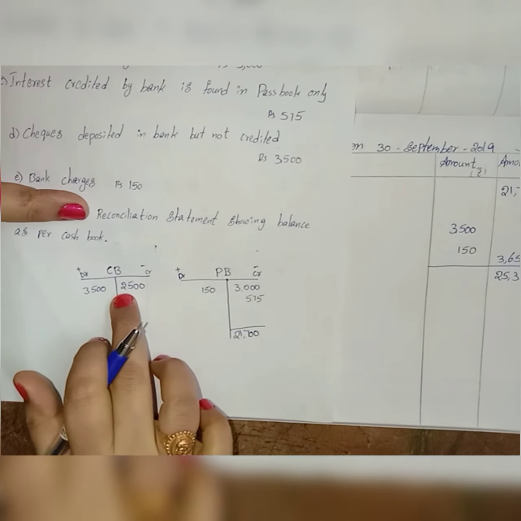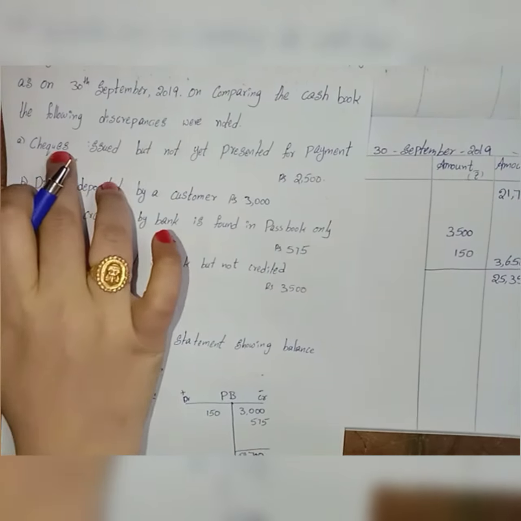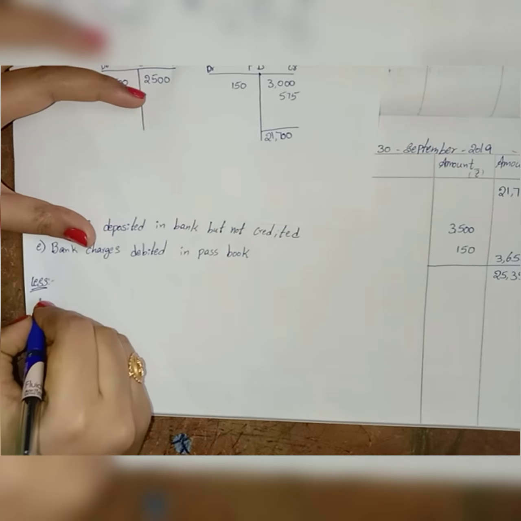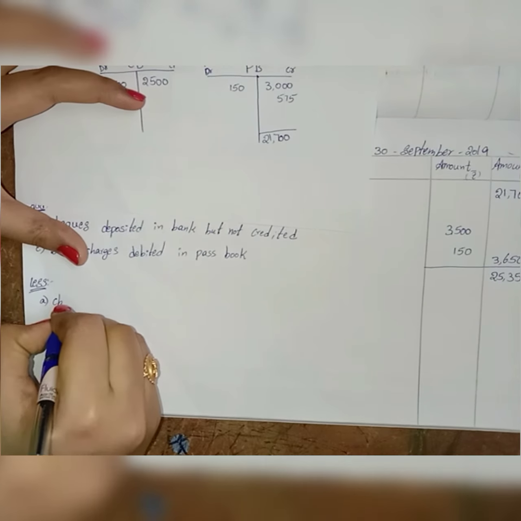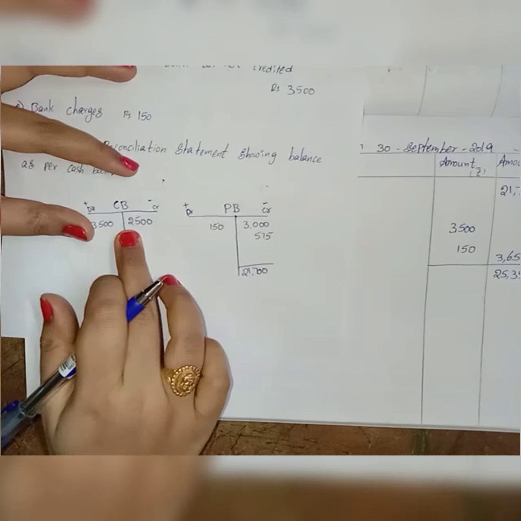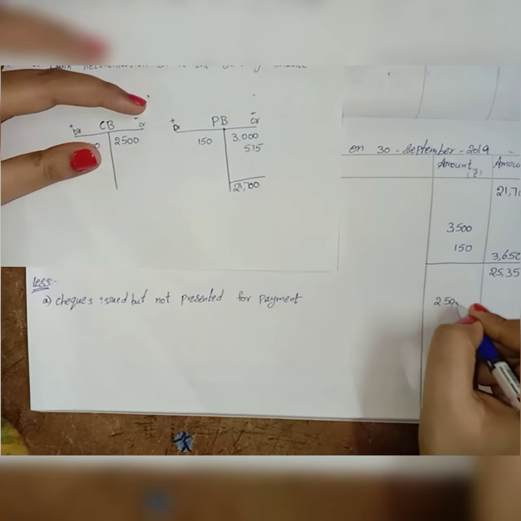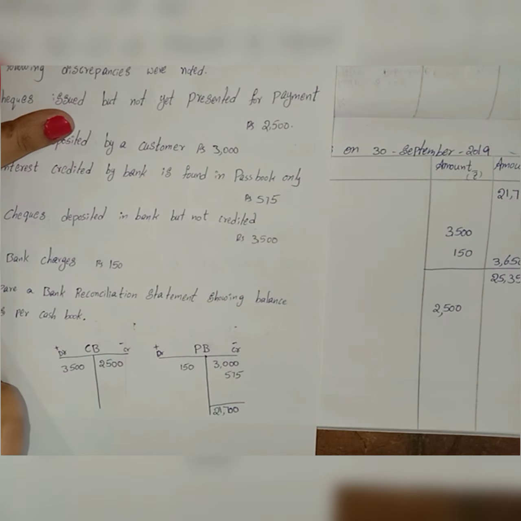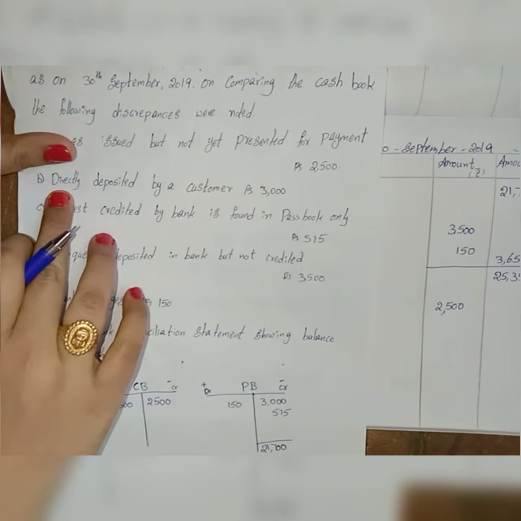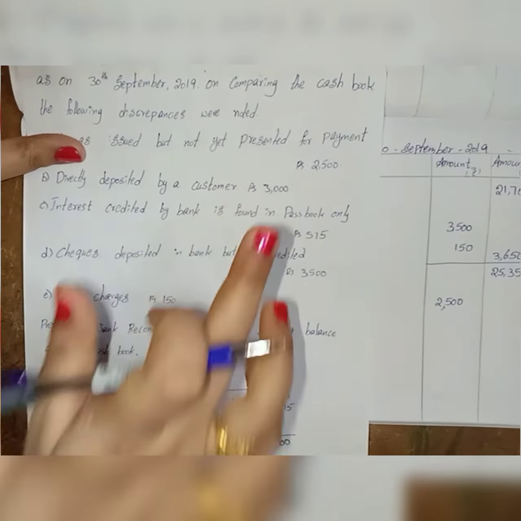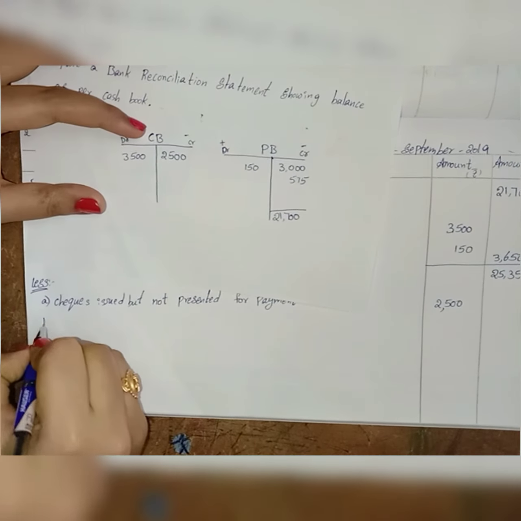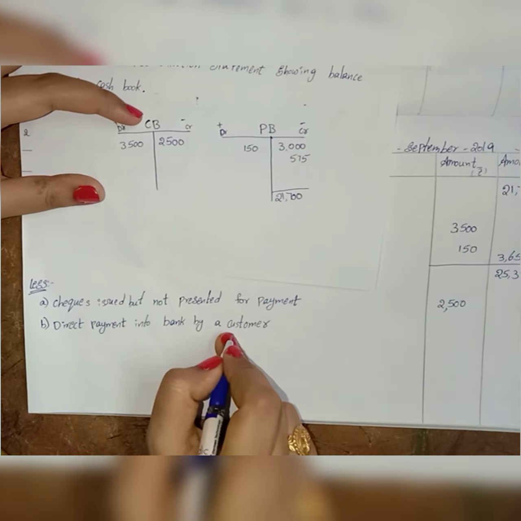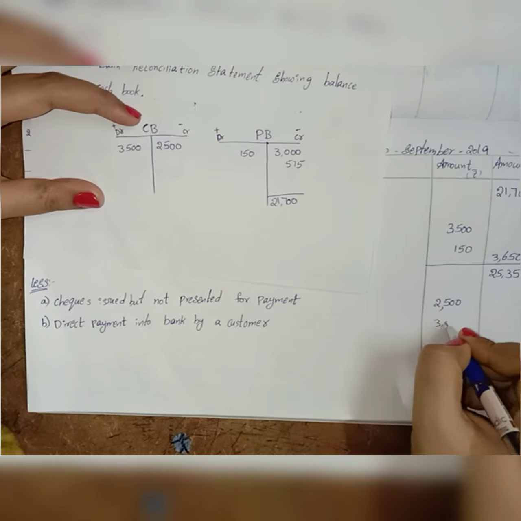And now we have to make less. First one, 2500. Checks issued but not yet presented for payment. Option A. And the amount is 2500 in the inner column. And next, 3000, directly deposited by a customer. B. Direct payment into bank by a customer, 3000.